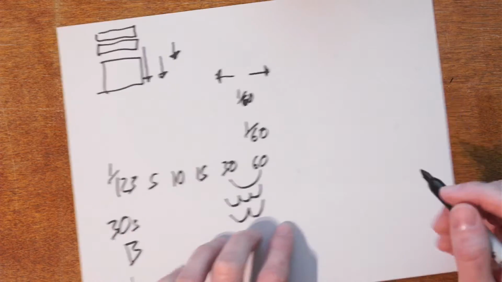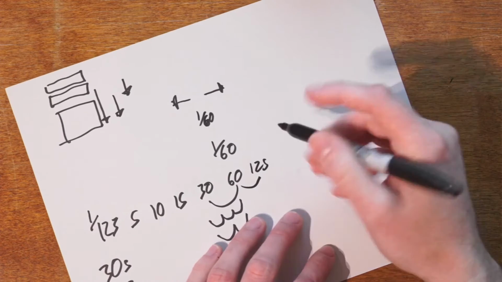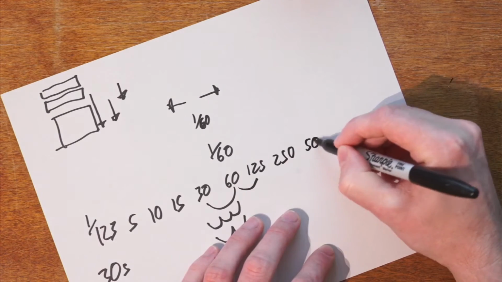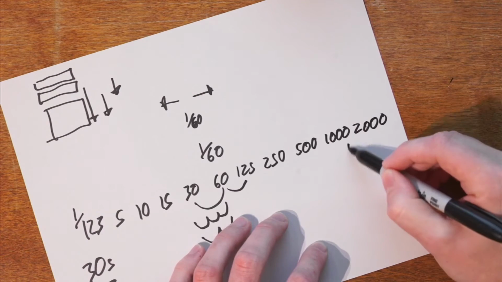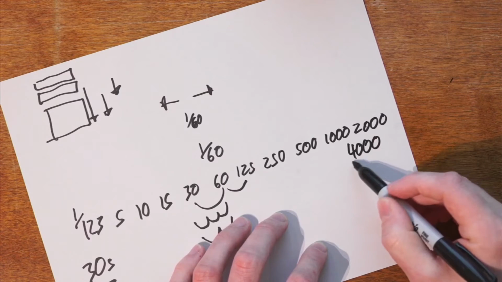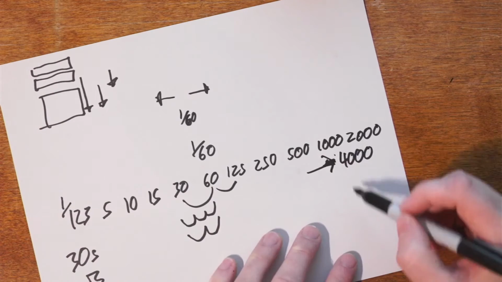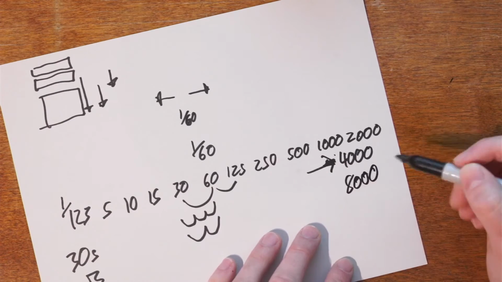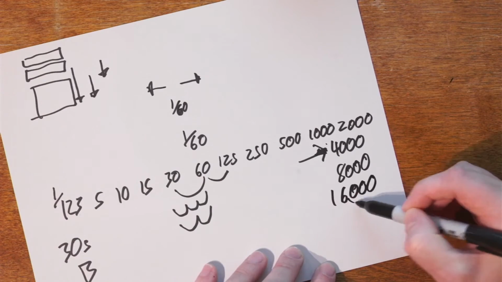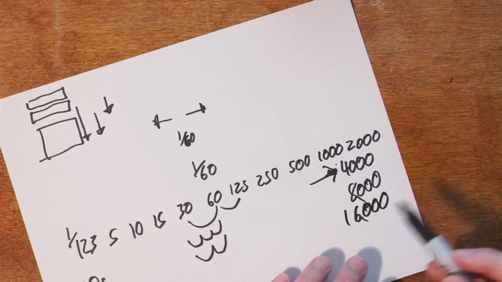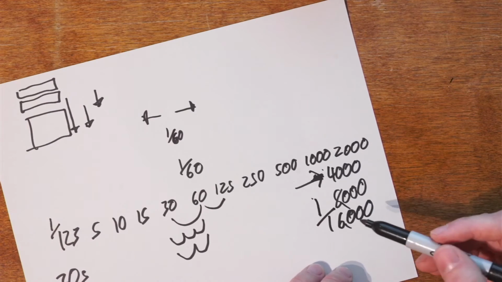Now, we can also go faster than this value, right? We go 125, not exactly double, but close. We go 250, 500, 1,000, 2,000, 4,000. Most cameras top out right around 4,000. Slightly nicer ones do 8,000, and then some cameras with their electronic shutters do 16,000. Now, that's not 16,000 seconds. Remember, that's this value under a 1, right? It's 1/16,000th of a second, which is very, very fast.